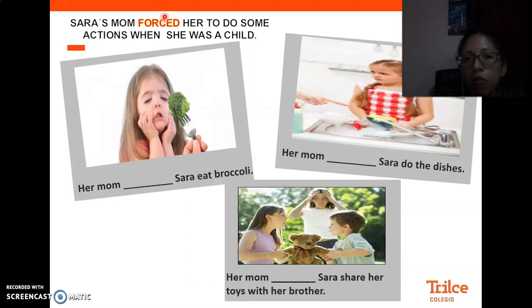Sarah's mom forced her to do some activities when she was a child. That means her mom forced or made Sarah eat broccoli. Her mom forced Sarah to do the dishes, or her mom made Sarah do the dishes.